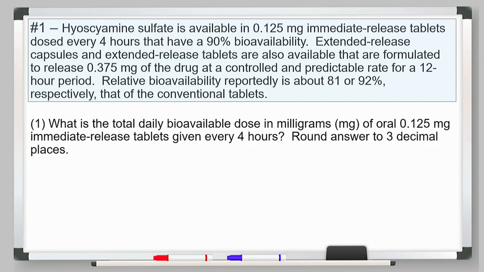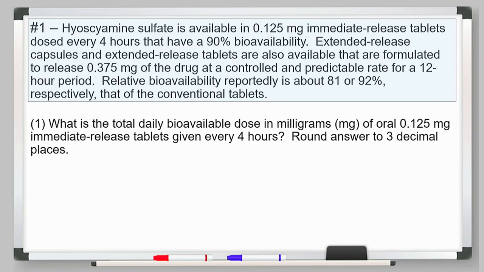So here's an example of that when we talk about a couple of different extended release formulations. The drug hyoscyamine is available in 0.25 milligram immediate release tablets, and that is dosed every 4 hours. Those basic immediate release tablets have a 90% bioavailability. Basically, that means that 90% of the drug dose makes it into the blood. So bioavailable means, regardless of what you administer, how much gets to where it needs to go. And in this case, we're saying into the blood, because once it gets into the blood, then it can go wherever in the body it needs to go. So only 90% of it gets through. That's the immediate release tablets.